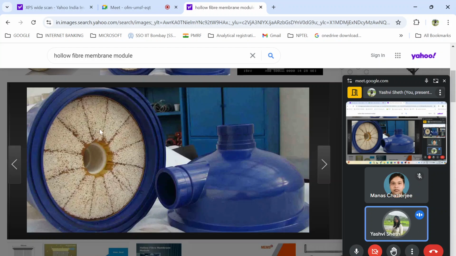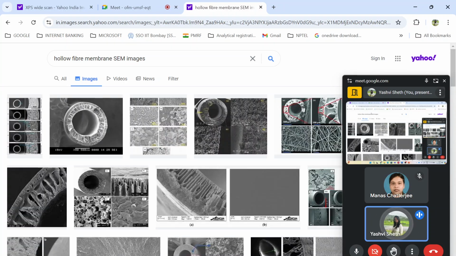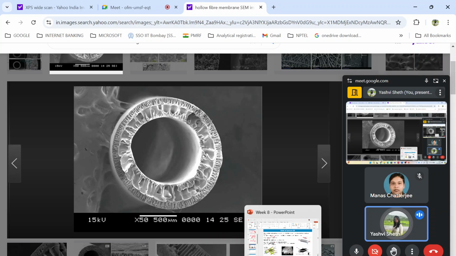And if you see the cut portion, if you zoom in, it has a structure like this. So there is a hollow space inside that fiber, and this is the membrane structure. Now, to purify water, you can have two types of feed entrance. One is through the inside of the hollow fiber membrane or the outside of the hollow fiber membrane. So there could be two inlets possible.